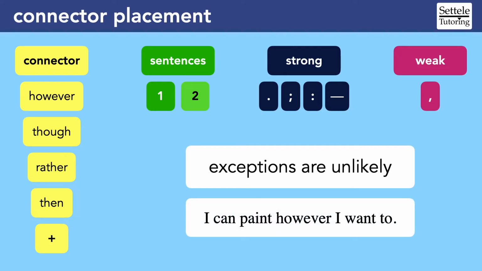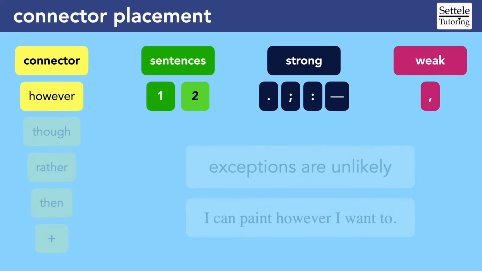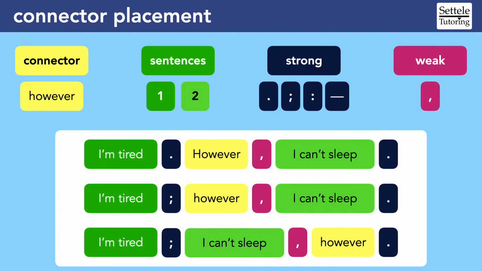Notice that this example doesn't include two sentences, and however isn't being used to make a contrast. If an exception like this came up, it would be obvious, so you shouldn't worry about it. Let's focus on the most common connector, however, as we look at some examples. All three of these examples have the exact same meaning.